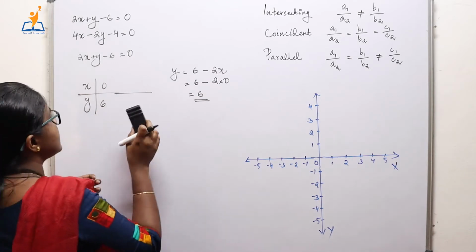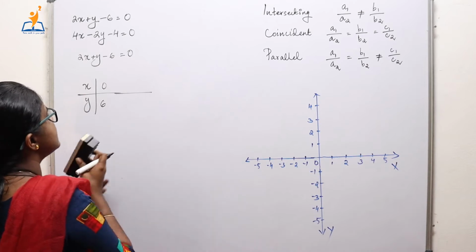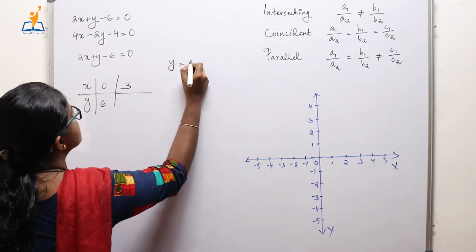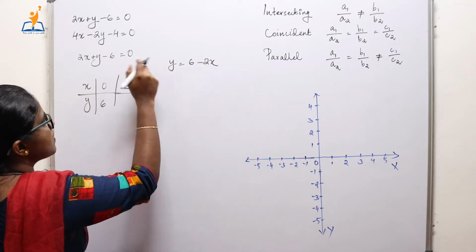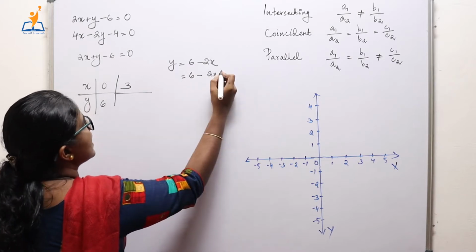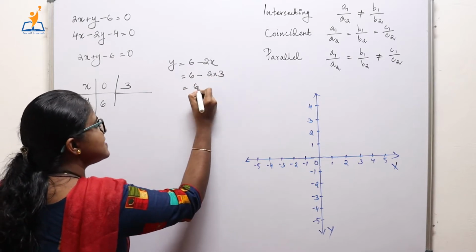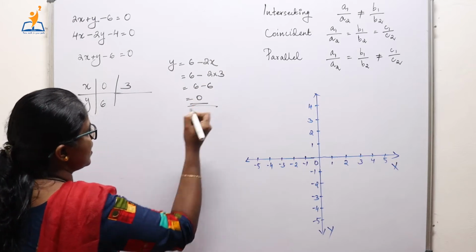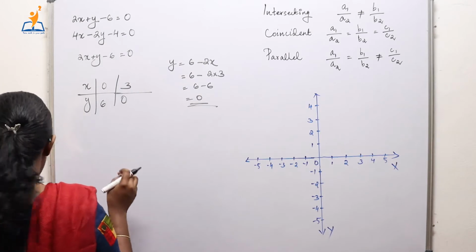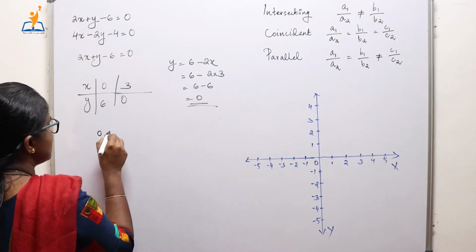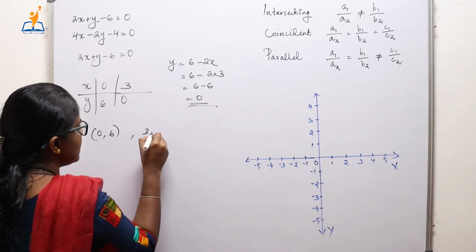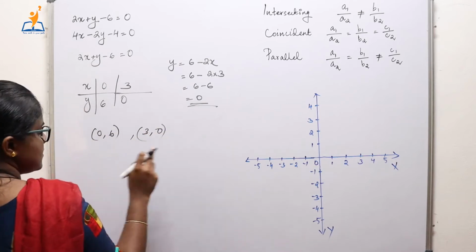Now we will go for another point for x, that is, let's put x is equal to 3. We know that y is equal to 6 minus 2x from this equation, that is y equals 6 minus 2 into 3. So 2 into 3 is again 6, that is 6 minus 6 is 0 here. So when x is equal to 3, we have y is equal to 0. So we got 2 points for the solution of this equation, that is (0, 6) and (3, 0). Let's plot these points in the graph.